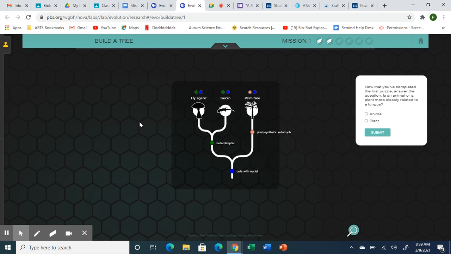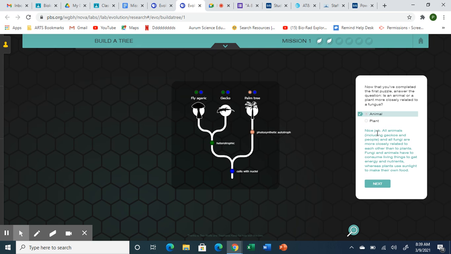Oh, here. All right, so now that you've completed the first puzzle, answer the question. Is an animal or a plant more closely related? What did we just find out? We found out that an animal is more closely related.